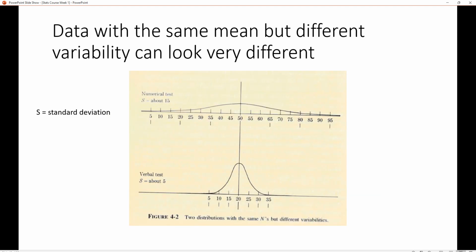And so we have, as an example, 2 distributions with the same mean but different variability. This graph shows us data with the same mean but different variability and how different these 2 distributions can look. So if we're just looking at one single value, which is the center, the mean, we can miss out on important information about distributions, and this will be especially helpful as we look at differences between groups.